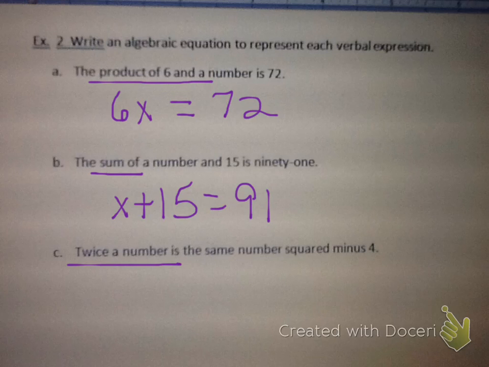Example C, twice a number is the same number squared minus 4. Twice a number would be 2x. Is the same stands for equals, the same number, so that means the same variable, minus 4. Oh, don't forget you have to square it.